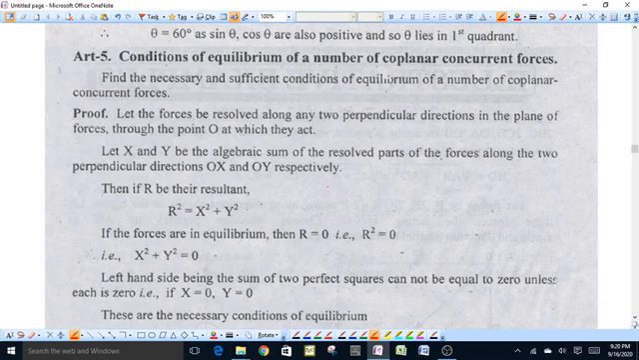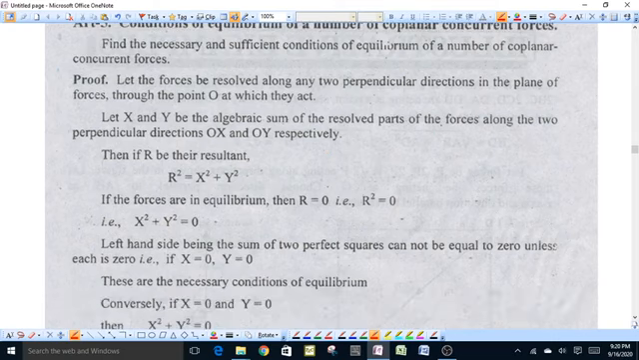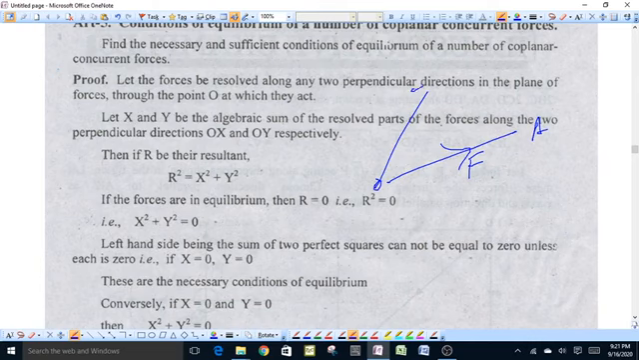What will be the condition of equilibrium if we have any number of forces which are coplanar and concurrent forces? Suppose that we have many forces, suppose F1 which acts along OA, OB, F2 along OC, force F3 and so on.